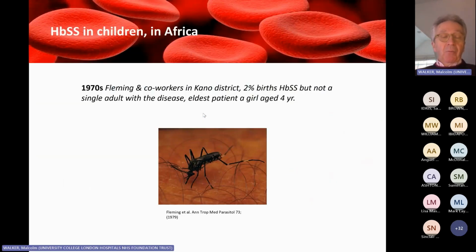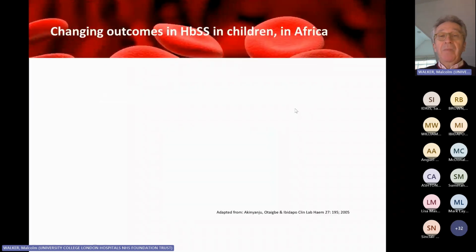There's another interesting bit of work I read many, many years ago, when Fleming and his people in Kano district found that 2% of births were homozygotes, but they didn't find a single adult in all their time there with the full-blown disease. The oldest patient was a girl aged 4. And the point here is that these individuals with homozygous sickle were not surviving at that time.